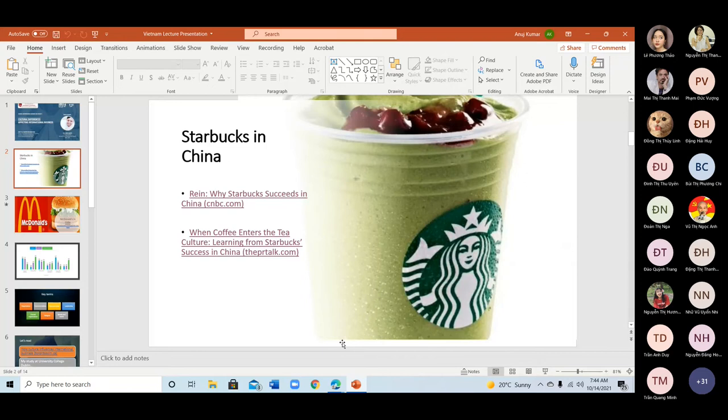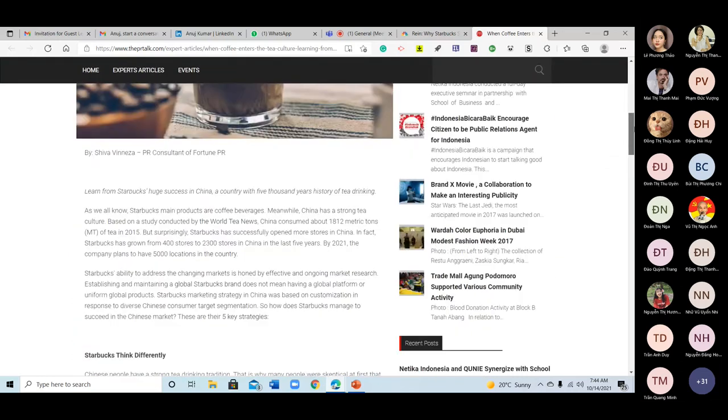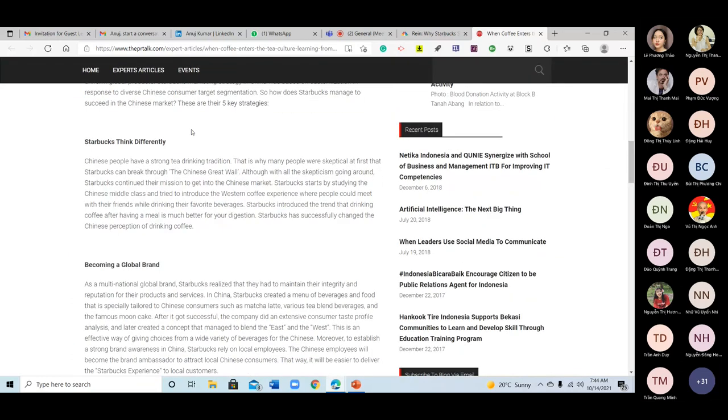Now, why I'm saying it, like the second link, when it comes to coffee and the tea culture, what happens? If we check this news, what is it saying? Starbucks thinks differently. When you read this paragraph, Chinese people have a strong tea drinking tradition. That's why many people were skeptical at first that Starbucks could break through the Chinese Great Wall. They were skeptical about the success of Starbucks. Although with all the skepticism going around, Starbucks continued their mission to get into the Chinese market.